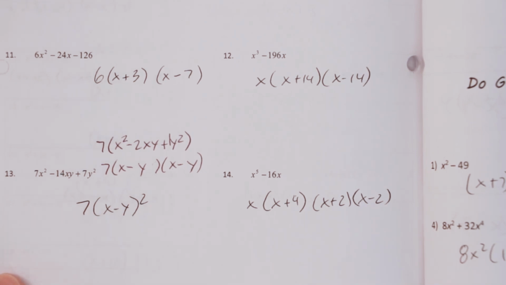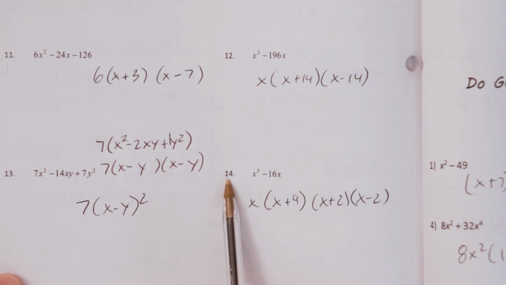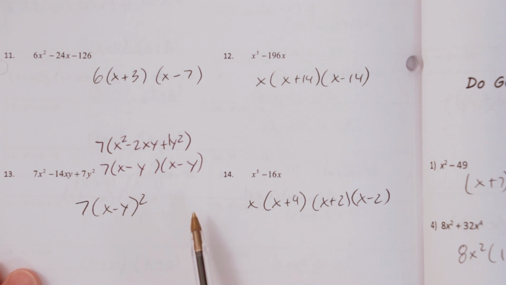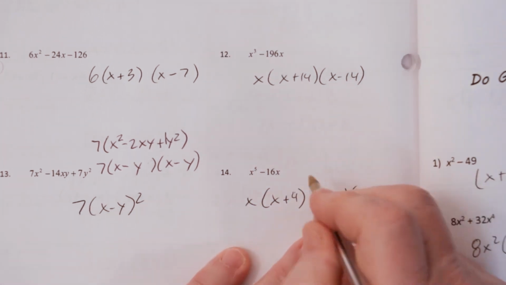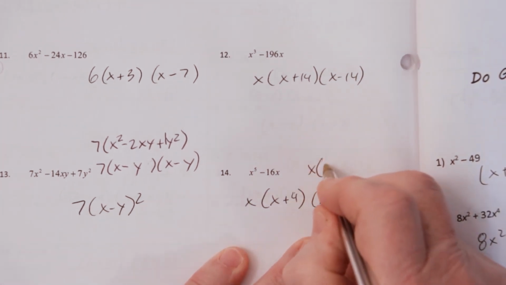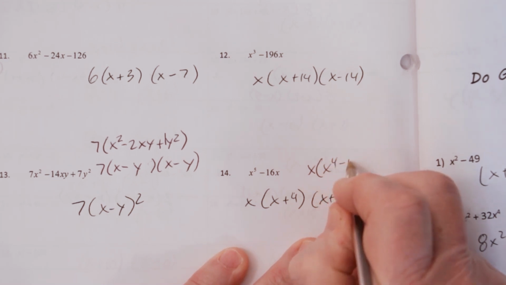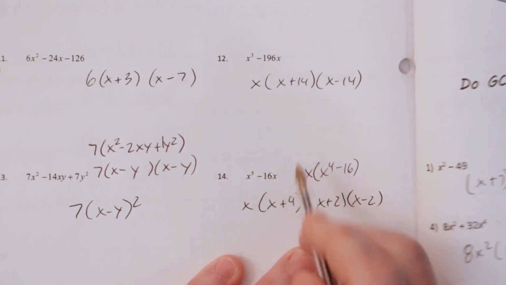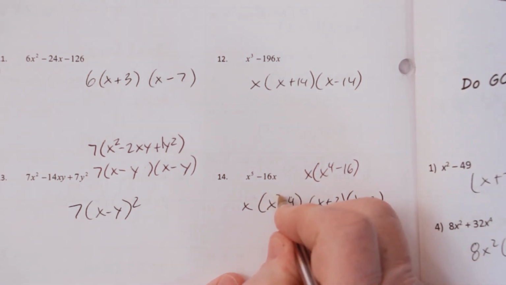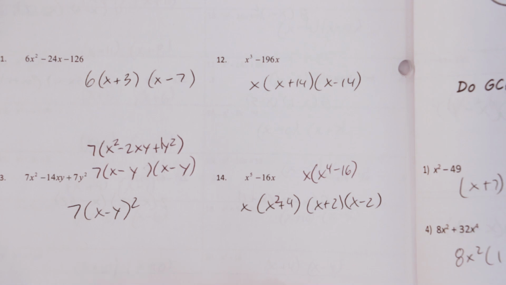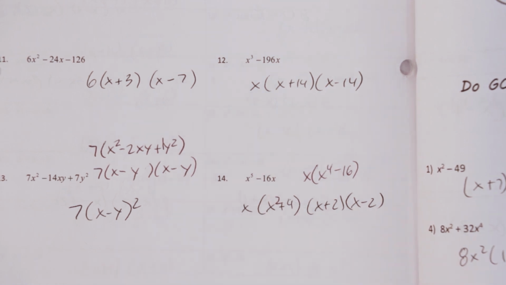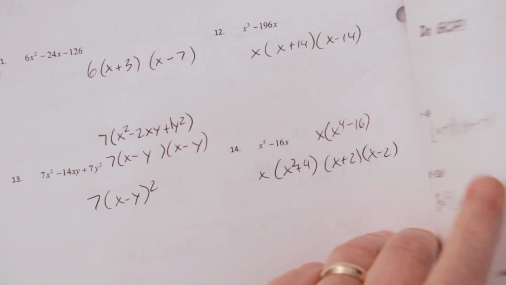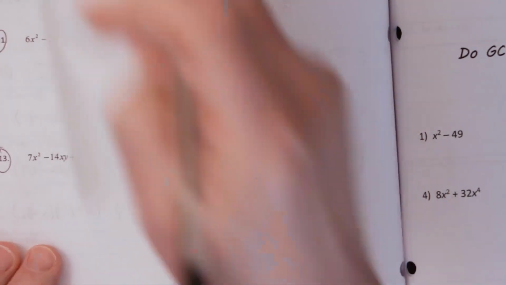And of course, the overachievers that did this one, number 14, you take out the x first, and that leaves you x to the 4th minus 16, and that would be x, and then x to the 4th minus 16, which would be x squared. Ooh, Mr. Douglas has a mistake in his answer key. That should have a squared on it. So that's that.